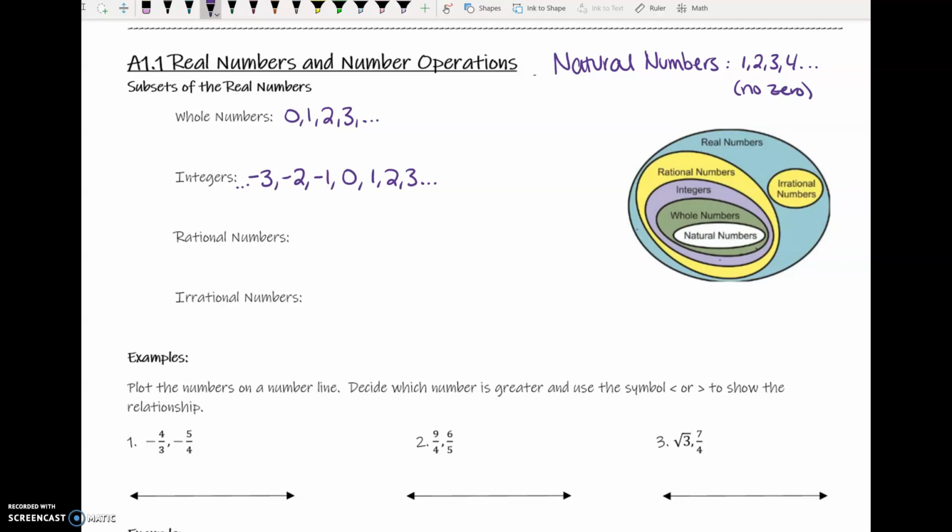Rational numbers are the first time that we include decimals. Rational has the first 5 letters spell ratio. Rational numbers basically means fractions. So this is decimals that can be changed into fractions.